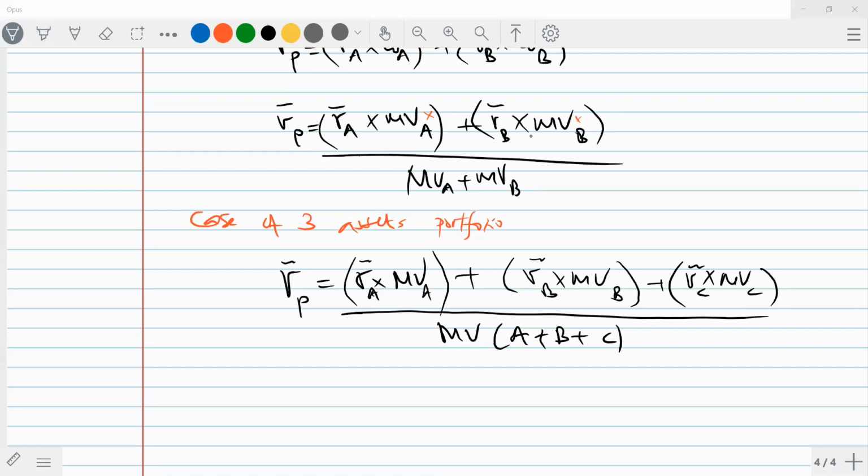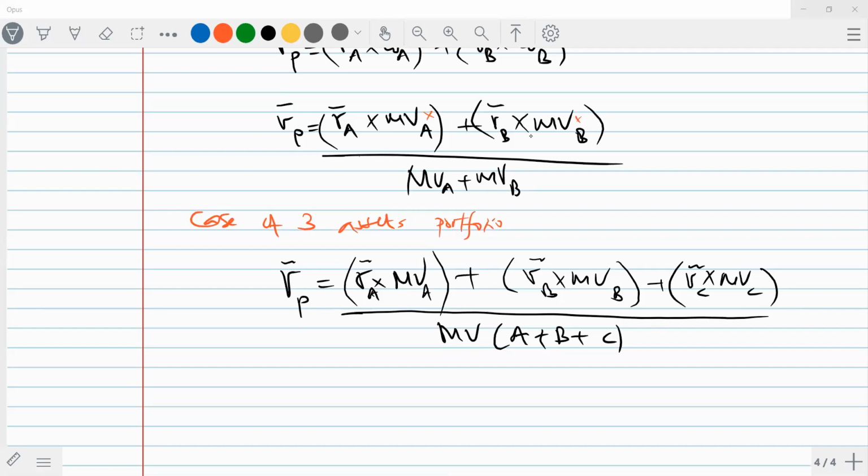Okay, I hope you have refreshed on what the question was requiring of you. So we did Roman 1, we did Roman 2. Now you're meant to do Roman 3. Roman 3 is asking us, assuming an investor combines all three shares, we have X, we have Y, we have Z in a portfolio.